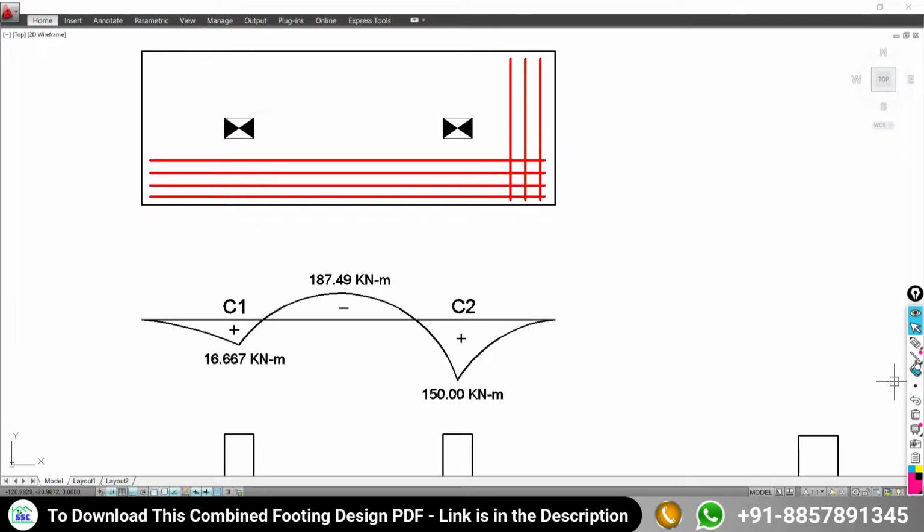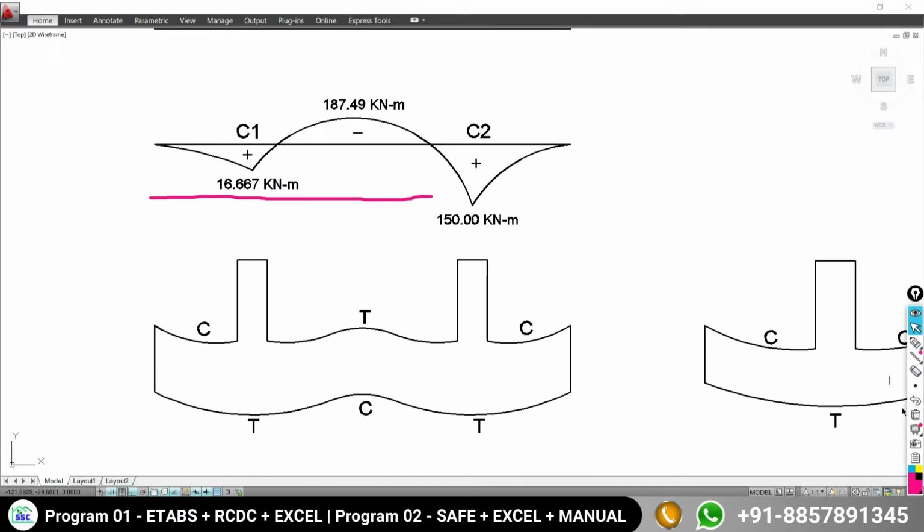So here we have to provide the reinforcement in your combined foundation slab along the length of the foundation at its top and bottom face, as well as the reinforcement along the width of the foundation at its top and bottom face. So to decide the reinforcement along the length of the foundation, when it will be at the bottom, when it will be at the top, for that we need to understand the bending moment diagram. So here your bending moment diagram is present.